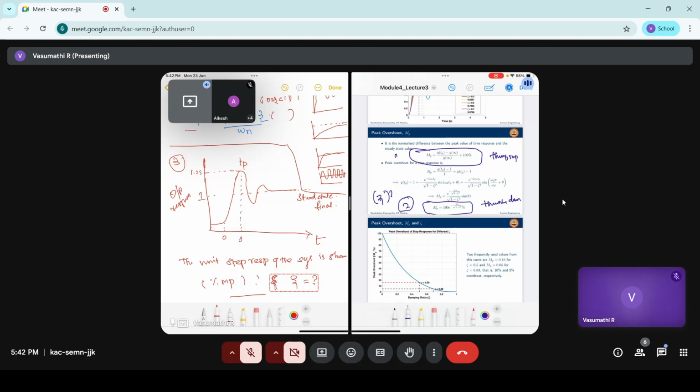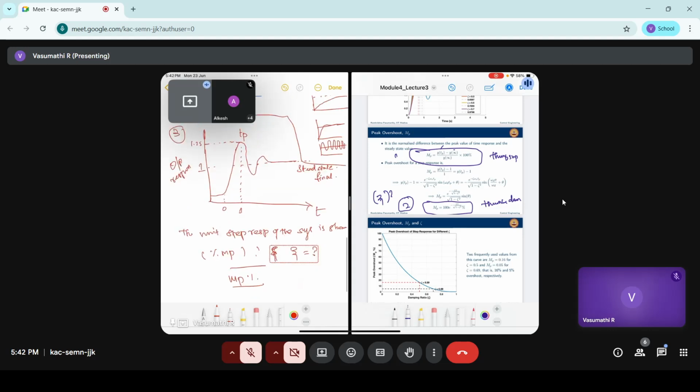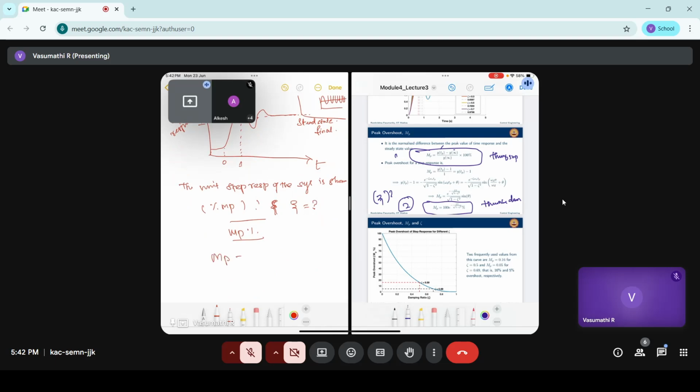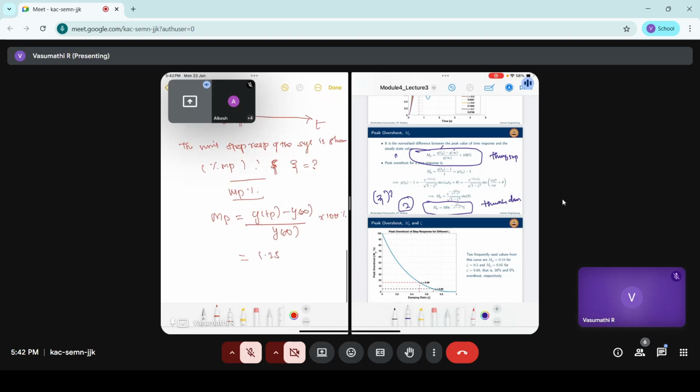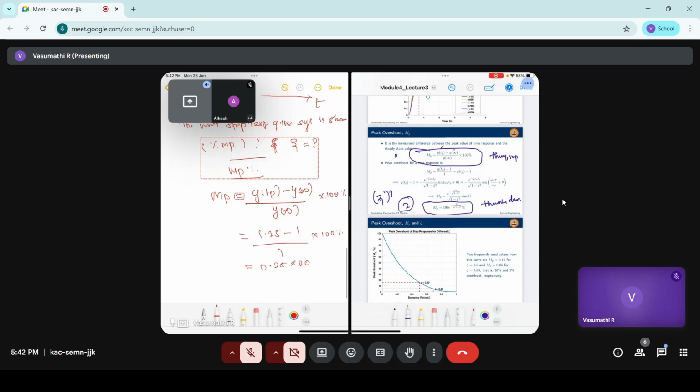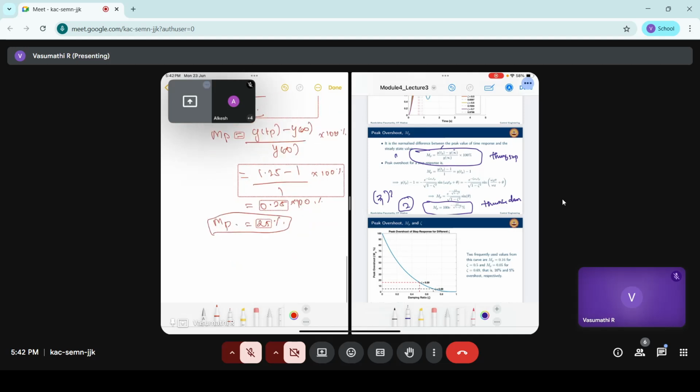In the first formula, Y of TP is the output response at peak time. The second one is Y of infinity, the final settling value, where it finally settles after a long time. So these two information we have, so we can go with the first formula, that will be easy. I write it as Y of TP minus Y of infinity divided by Y of infinity into 100. Y of TP is 1.25, so 1.25 minus 1 divided by 1 into 100. This gives 0.25 into 100, that is 25%. So now you got the answer.